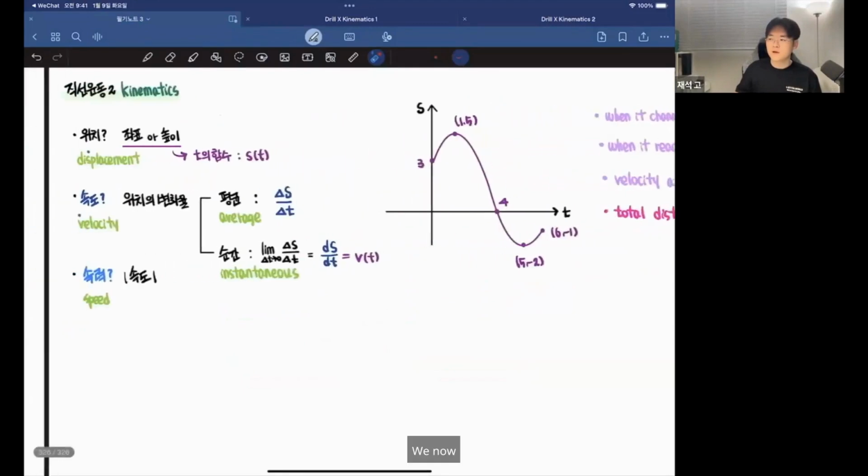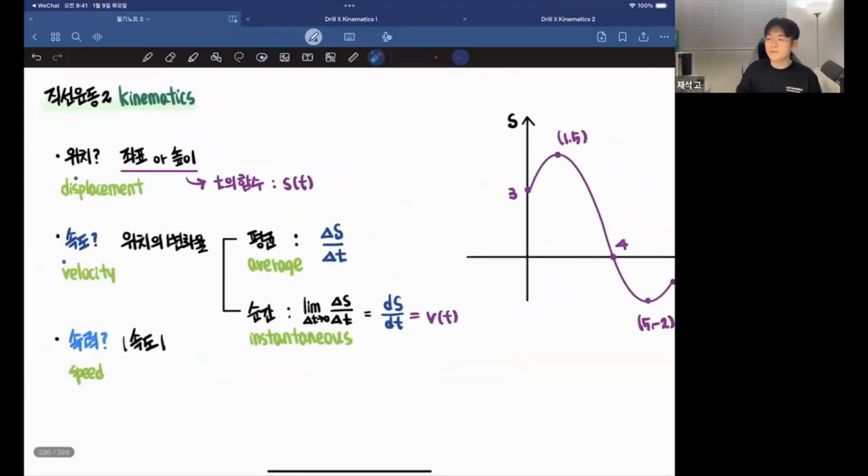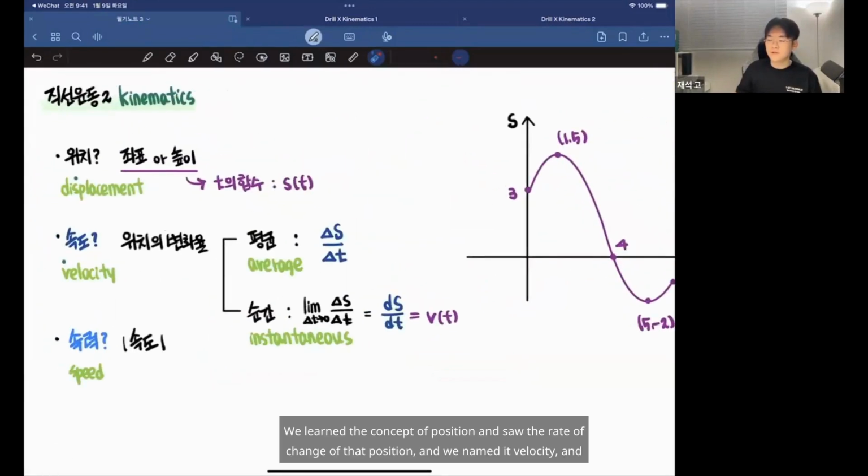Come back here. We learned the concept of position and saw the rate of change of that position, and we named it velocity, and we said that the value obtained by looking only at the size of the velocity value is called speed.